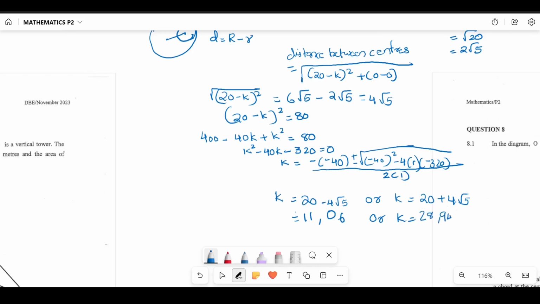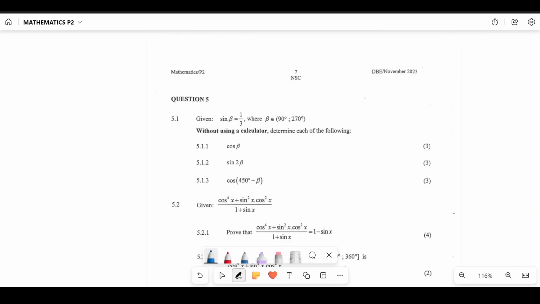28, 94. These are the two possible values of k if the circle touches internally. Okay, let's go to the next question. Let's go to question number 5.